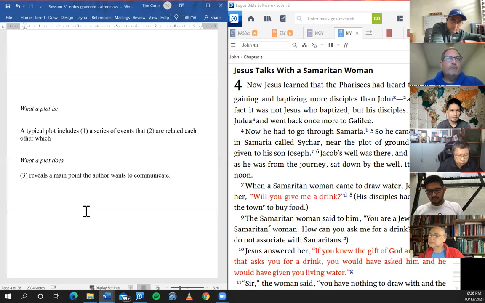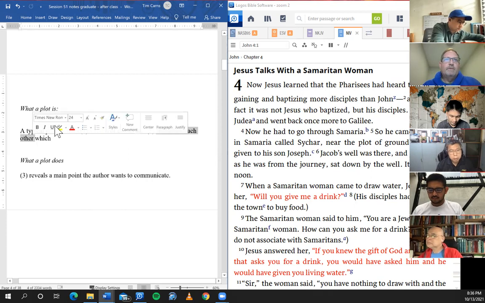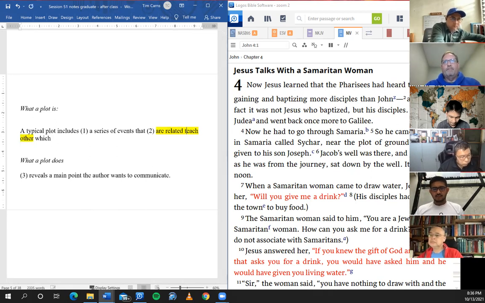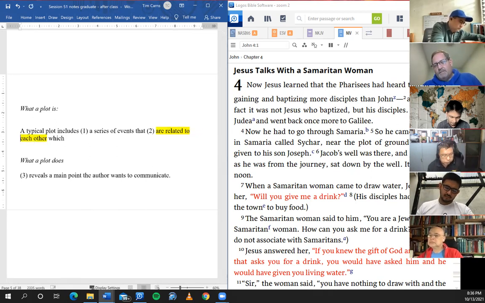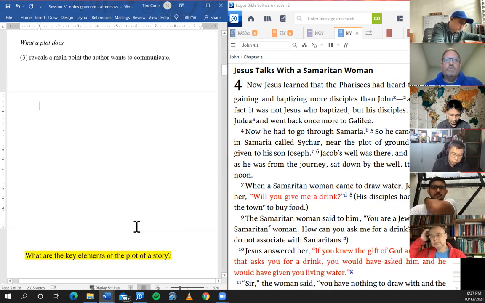But just by way of reminder, what a plot is and what it does: it's important to understand that a typical plot is a series of events. And again, the key is that they are related to each other. They are connected in some way. They're not random. They're not haphazard, but they actually have a connection. And that's what a plot is.